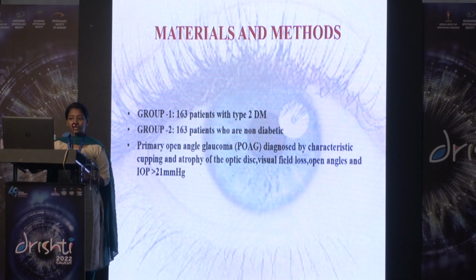My study included two groups, Group 1 and Group 2. Group 1 contained 163 patients with type 2 diabetes and Group 2 the same number of patients who are non-diabetic. Primary open angle glaucoma was diagnosed by characteristic cupping and atrophy of the optic disc, visual field loss, open angles and IOP more than 21 millimeters of mercury.